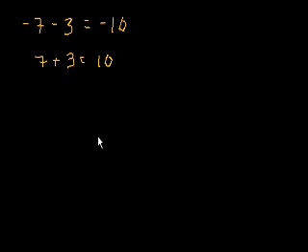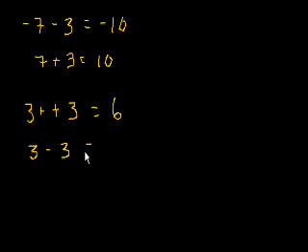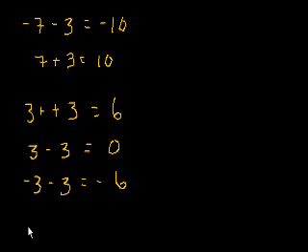Let's do a bunch more. I know I'm probably confusing you, but practice is what's going to really help us. So let's say 3 minus negative 3. Well, these negatives cancel out, so that just equals 6. What's 3 minus 3? Well, that's easy. That's just 0. What's minus 3 minus 3? Well, now we're going to get 3 less than minus 3. Well, that's minus 6.